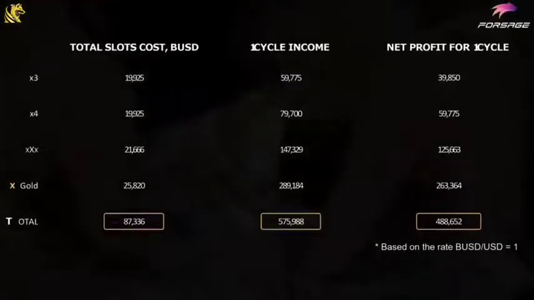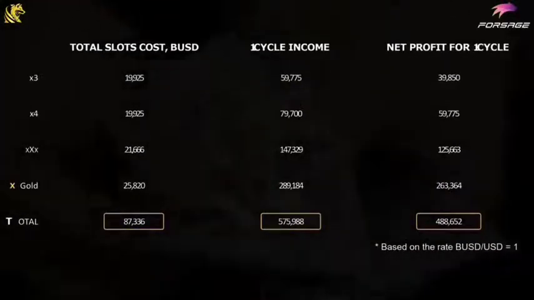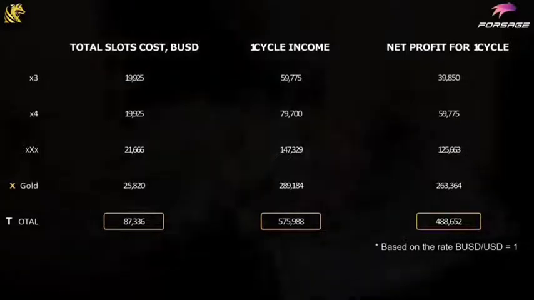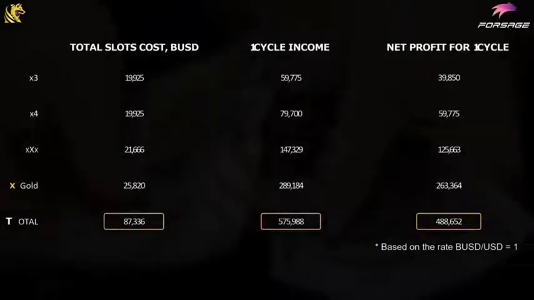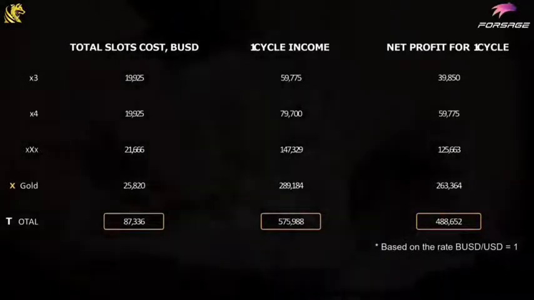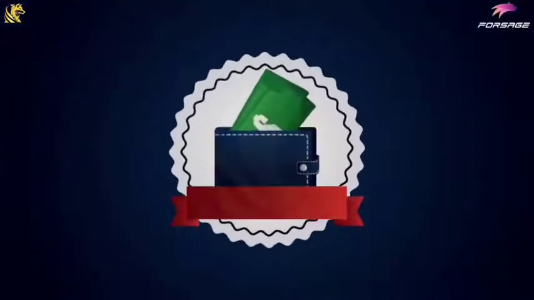So if we talk about the whole profit of one cycle from all the 4 types of slots, you will earn $488,652 in one cycle. So you can keep your wallet steady with BUSD and start with BUSD Forsage today itself.